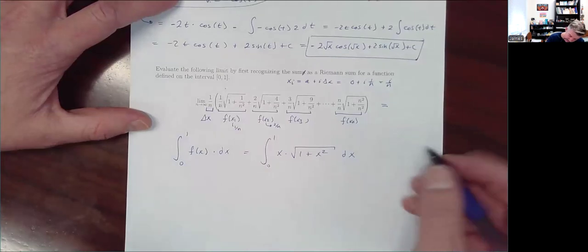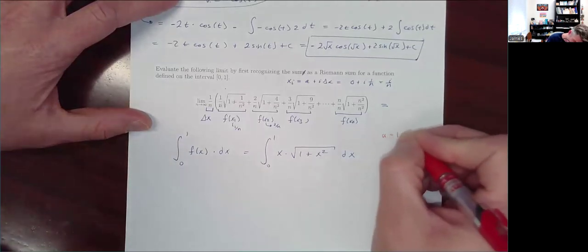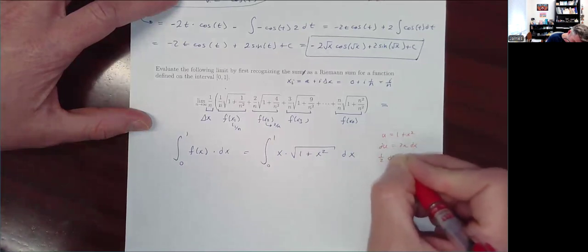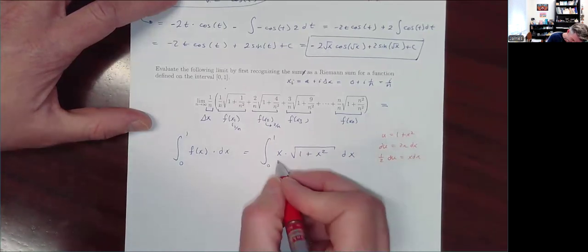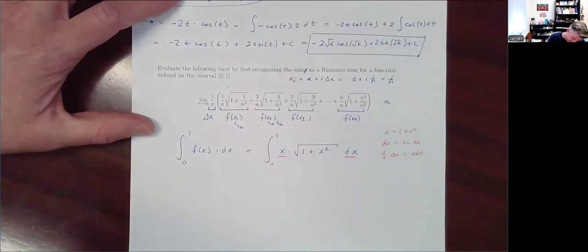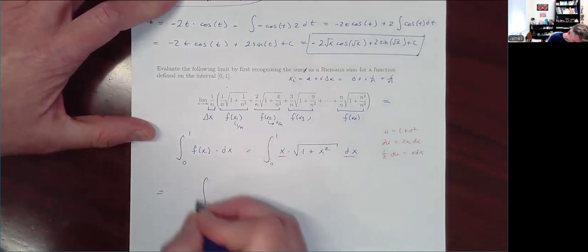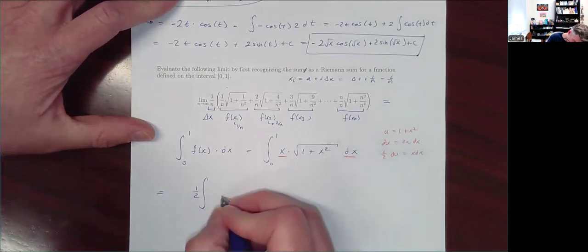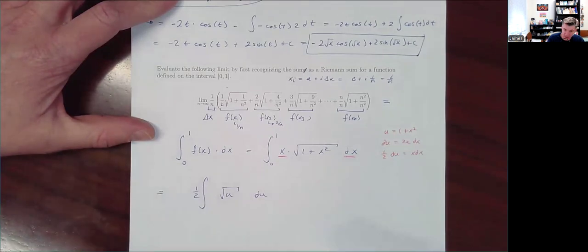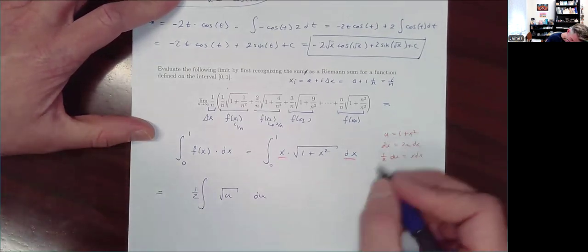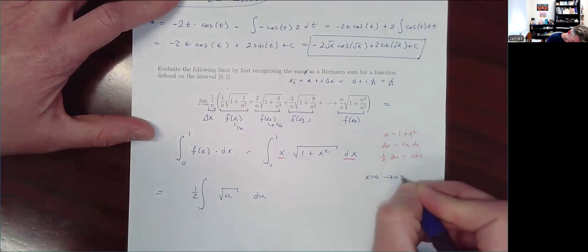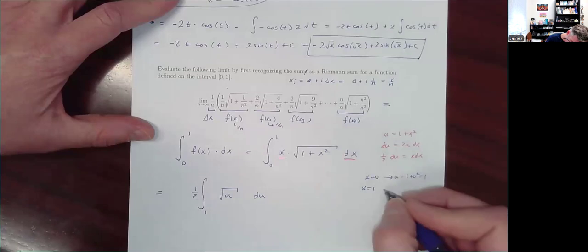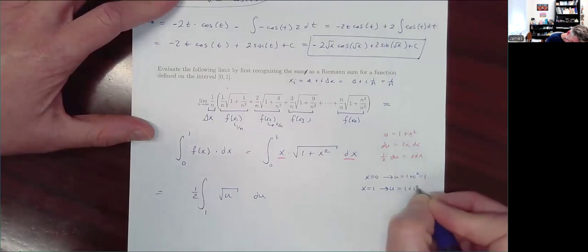We're going to do a u sub. So our u is equal to 1 plus x squared. Our du is 2x dx. 1/2 du is equal to x dx. There's my x dx, which is equal to 1/2 du. So we're going to rewrite this as the integral of 1/2 du, and then the square root of 1 plus x squared is going to be the square root of u. My new limits of integration: if x is 0, u is going to be 1 plus 0, which is 1. If x is 1, u is going to equal 1 plus 1 squared, which is 1 plus 1, which is 2.